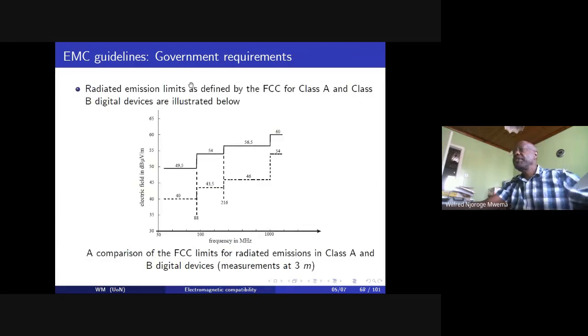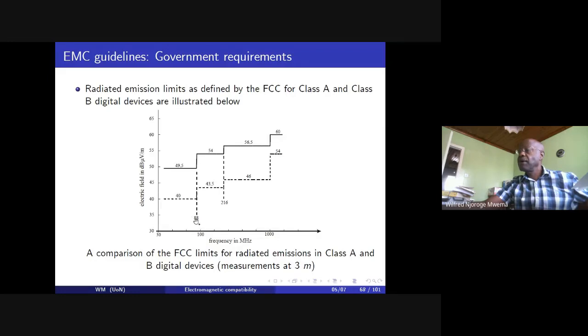So the radiated emission limits, as defined by the FCC for Class A and Class B, would be as follows. For Class A, we have a flat value of about 49.5 dB microvolt up to less than about 100 megahertz, about 88. That is the beginning of the FM range. Then we go to a higher level of 54 and so forth in steps.